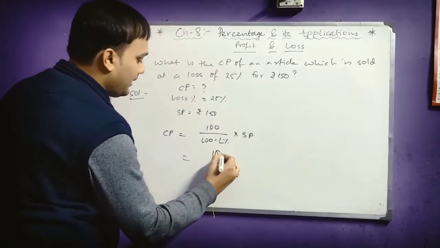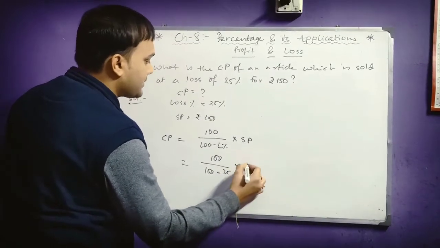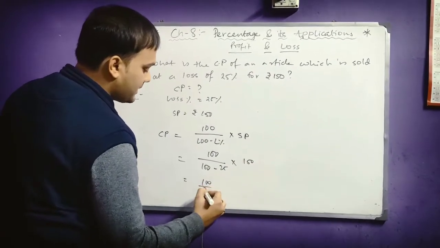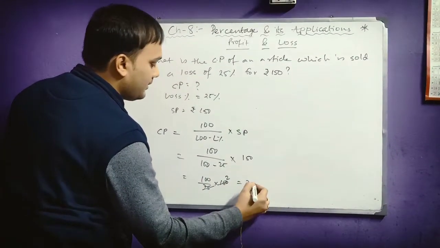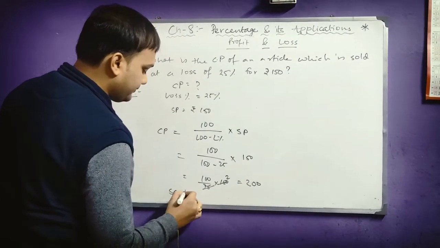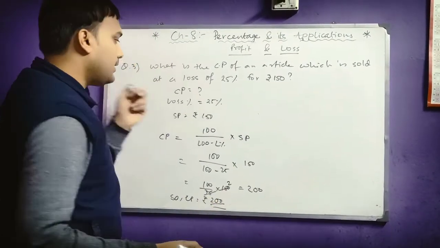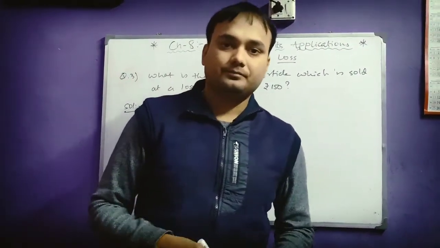So it will be 100 by 100 minus loss percent, means 25, into SP. How much is SP? 150. That means 100 by 75 into 150. So our answer will be 200. So CP is rupees 200. So this is our answer. When we have the formula, we can directly apply the formula to get the answer.